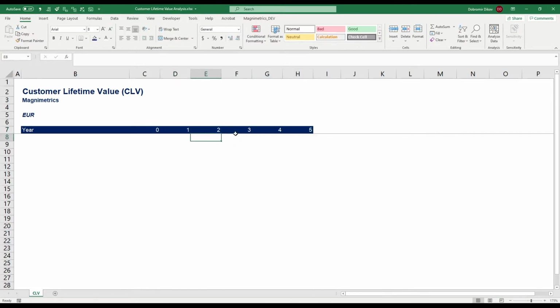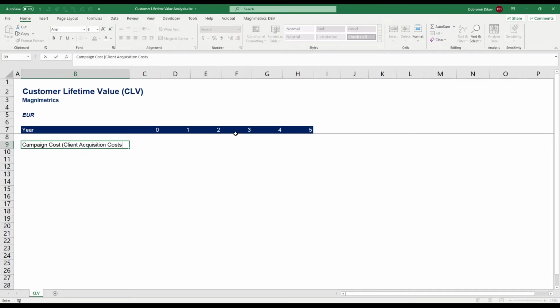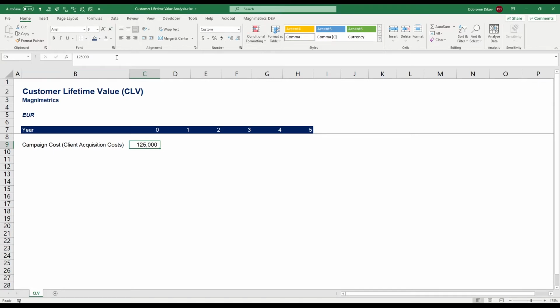0 and 5. Let's start with our campaign cost. So we did a campaign, which is our client acquisition costs. We did this in year 0. It was 125,000. I'm going to format this as a number and make it blue because it's an input.